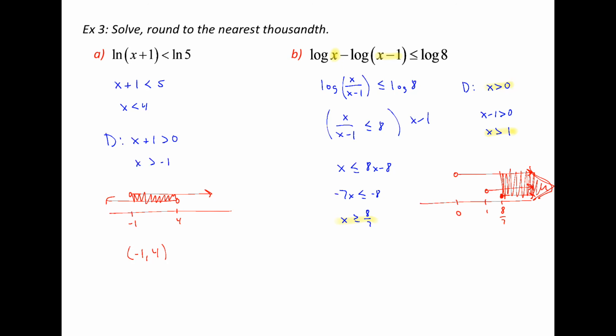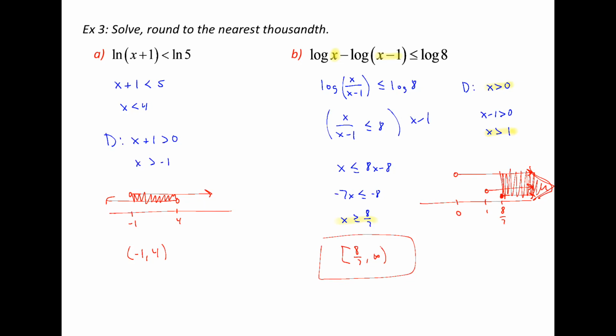So it looks like it will actually just be the solution that we originally found. But once again, we can't assume that. We have to check the domain to see if it is. So we have all values that are greater than or equal to 8/7. So in interval notation, we'll have a bracket on this one because 8/7 is a solution.